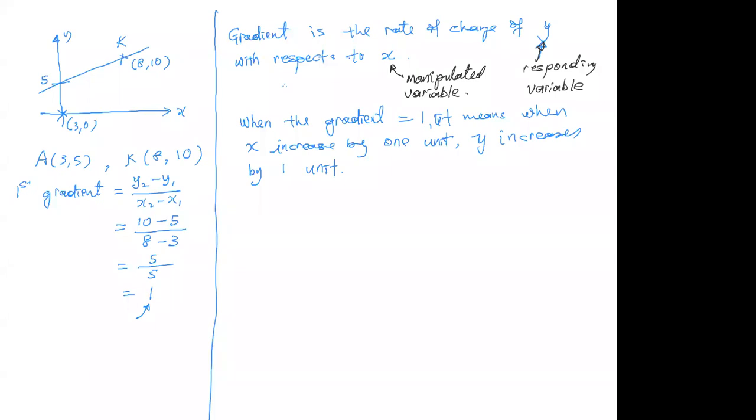That is the meaning of gradient, 1. And always when we interpret, it is with respect to x, so x always increases 1 unit, because you divide by x. So y increases by how many units all depends on your gradient. So that is your interpretation of gradient.